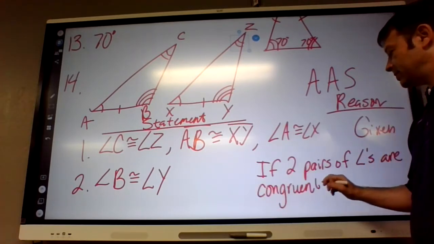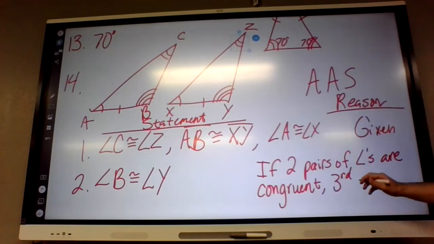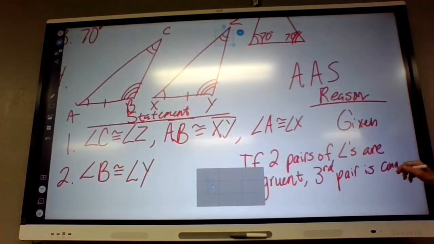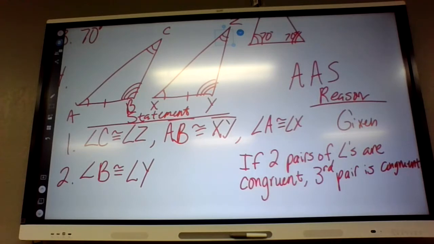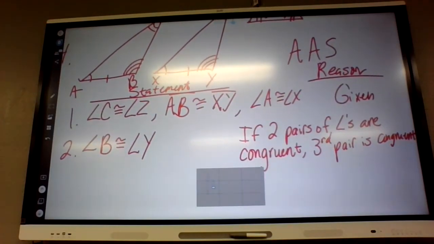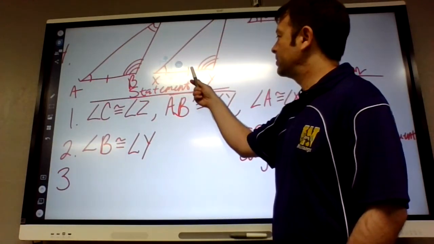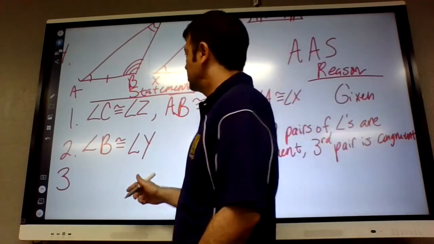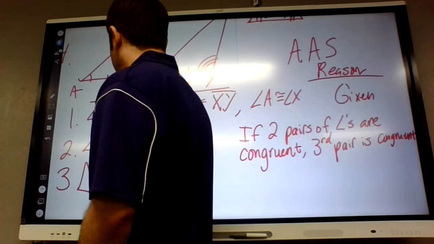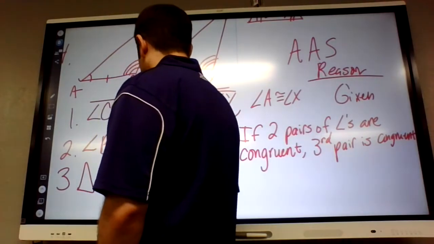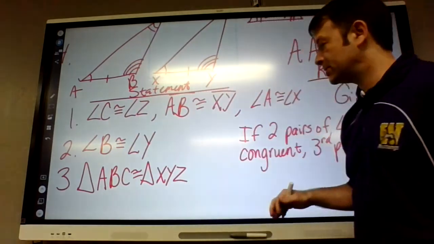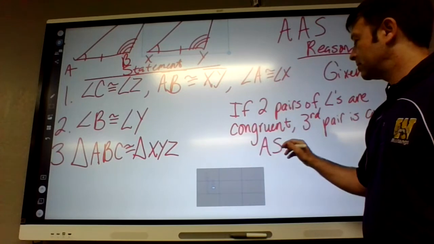If two pairs of angles are congruent in two triangles, then the third pair is congruent. Does anybody know what I'm about to put? What do we got right here? Angle. So we're already ready to say triangle ABC is congruent to triangle XYZ by angle side angle.